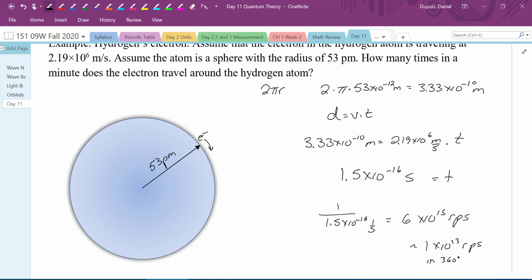in a very, very small space. So the point of this exercise is just to get a ballpark estimate that this goes around the atom trillions of times in a second. Now, its orbit's not like just a ball going around. That's not how it really works.